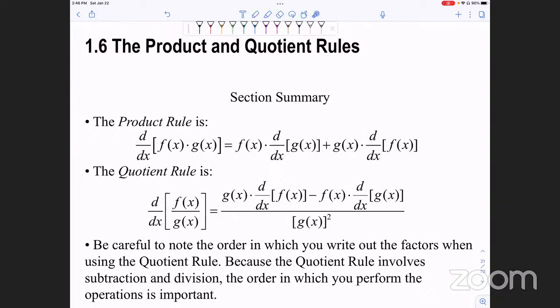As a quick summary, the product rule again is basically first times the derivative of the second plus the second times the derivative of the first. And the quotient rule, the way I remember it, is low D high minus high D low over low low, which is the bottom times the derivative of the top minus the top times the derivative of the bottom, over the bottom squared. Be careful to note the order in which you write out the factors using the quotient rule, because it involves subtraction and division. The order in which you perform the operation is important, so the order is very important when you're doing the quotient rule.